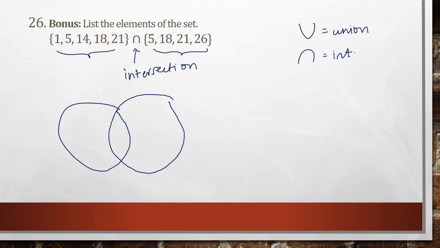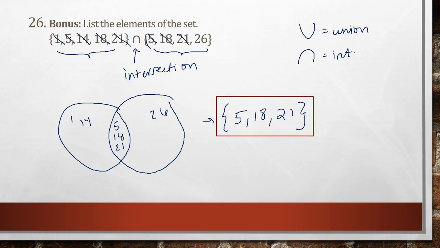So 1 is only in this one, so we'll put 1 in there. 5 is in both of them, so that goes in the middle. 14 is only in this one, so we put it over here. 18 is in both, so that again goes in the middle. 21 is in both, and then 26 is just on this side. So when it says list the elements of the set, the intersection would be 5, 18, and 21, and that would be our intersection. Alright, so that concludes our study guide for Test 2 for MAT 0022C.